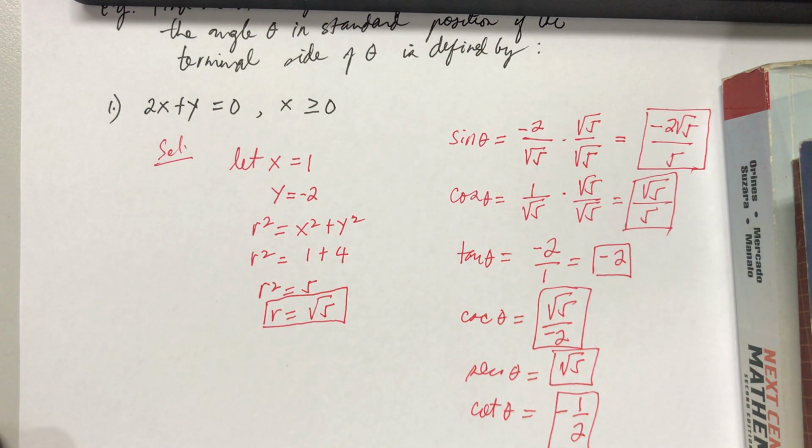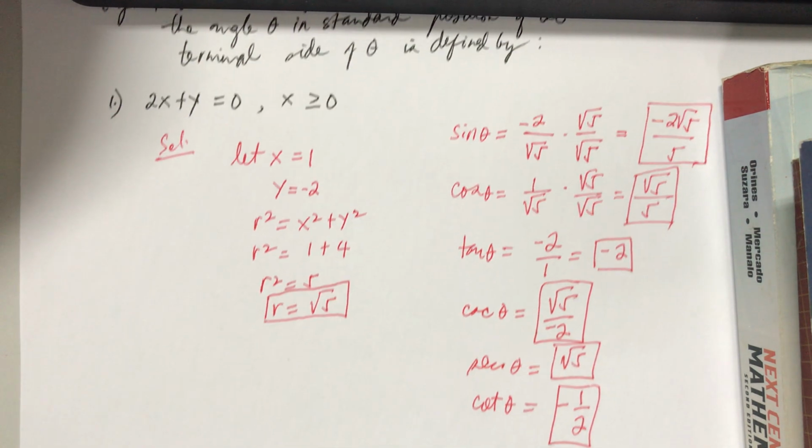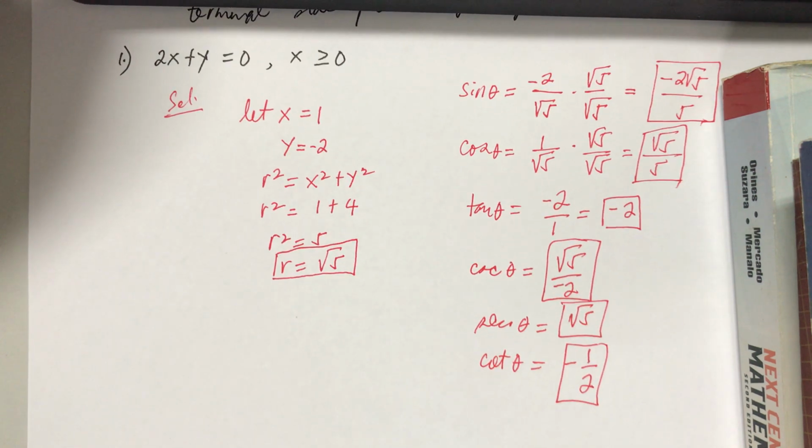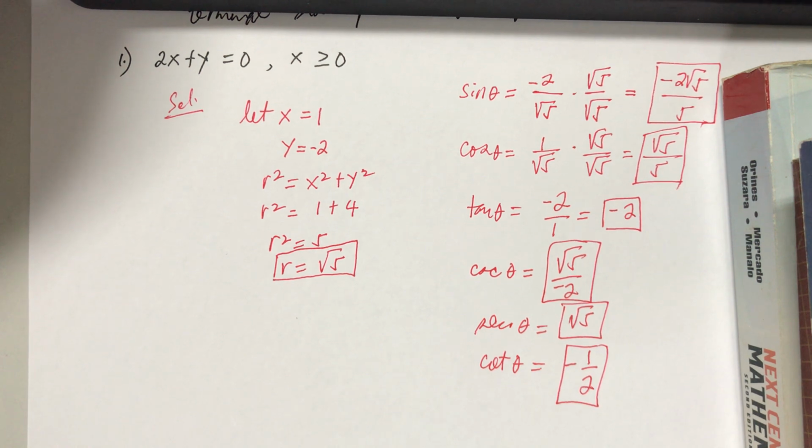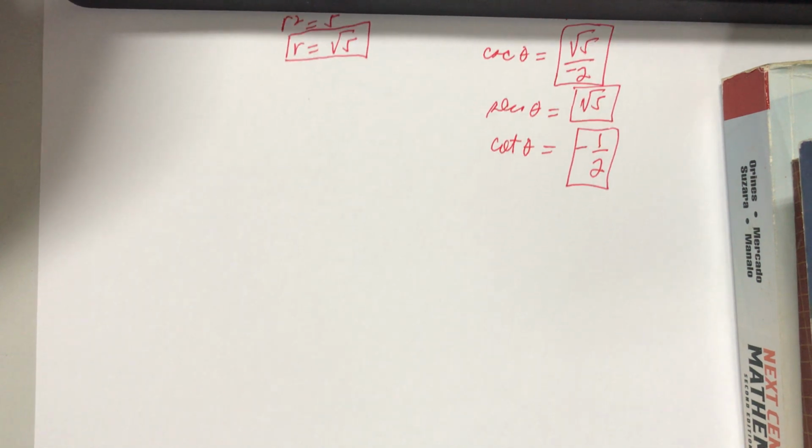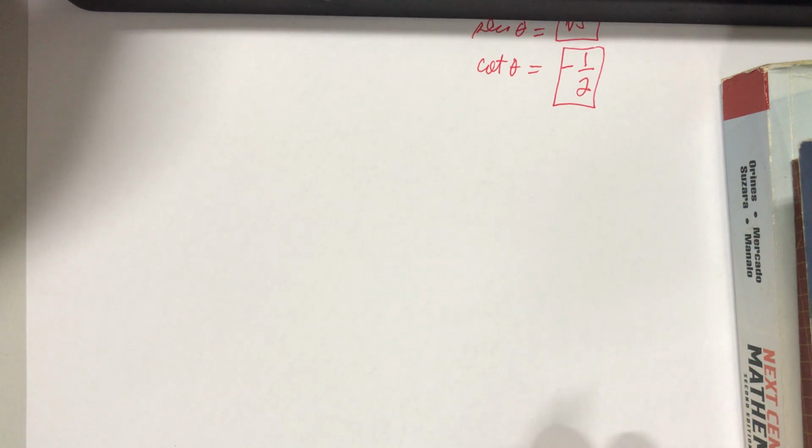Now, you might want to say, sir, I don't like to let x be equal to 1. I would like to have x be equal to 2. Okay, that is your preference. And you may actually use x equal to 2 since 2 is greater than 0. 2 is a positive number. The question is, will we get the same result? And there's only one way to find out.